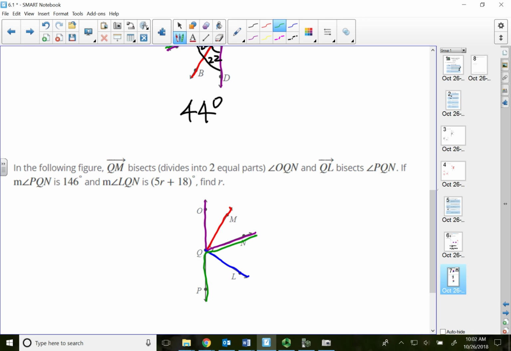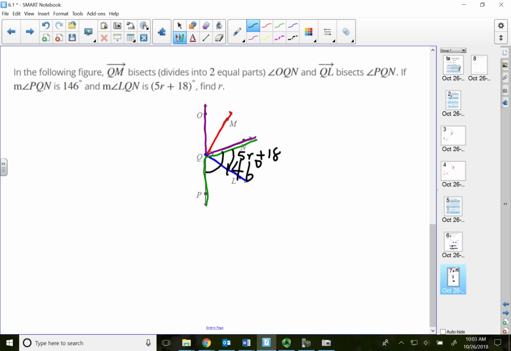It says if the measure of PQN, from P to Q to N, this big old angle, is 146 degrees, and LQN, from L to Q to N, which is right about here, is half of the green, right? How do I know it's a half? Because my blue bisects the green. So if that's 5R plus 18 degrees, find R.